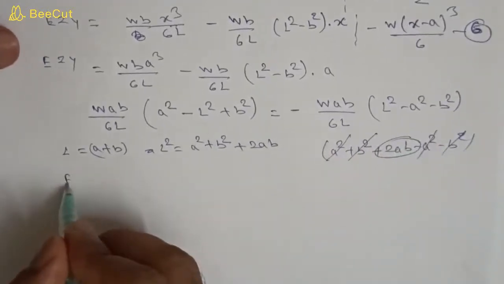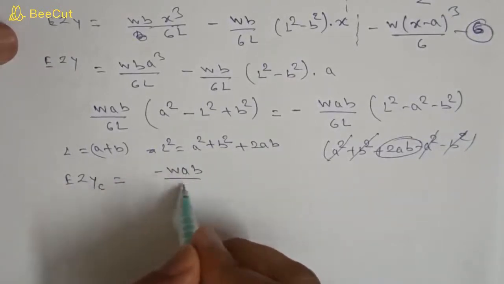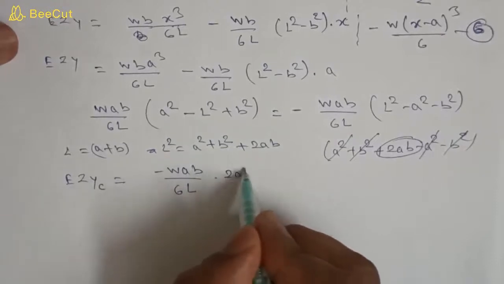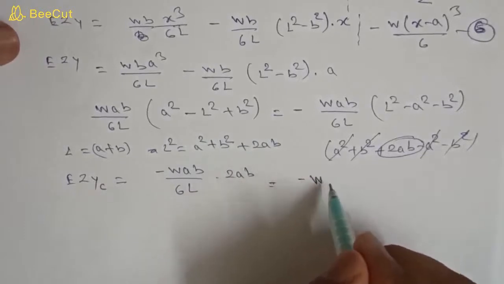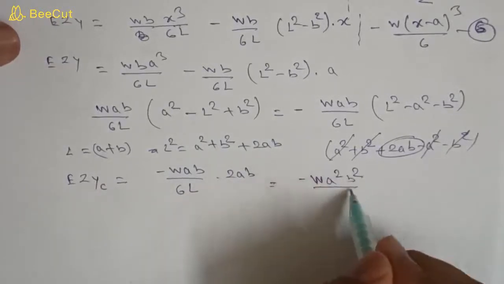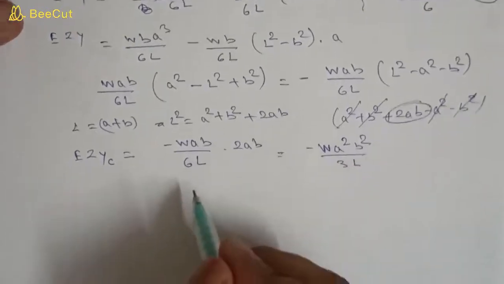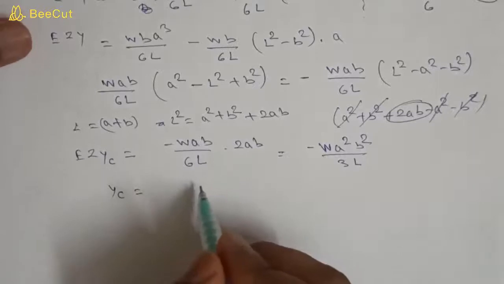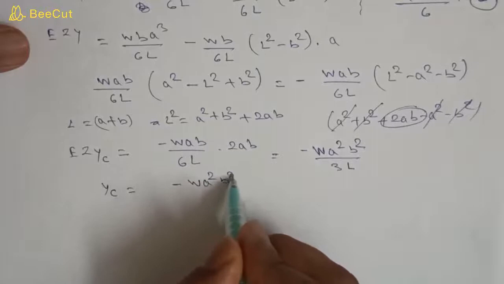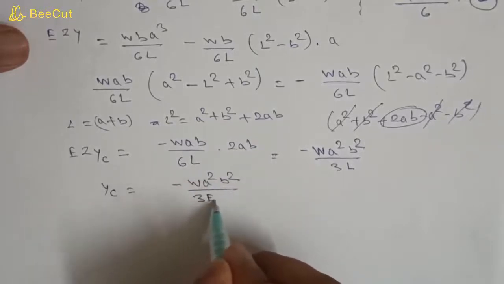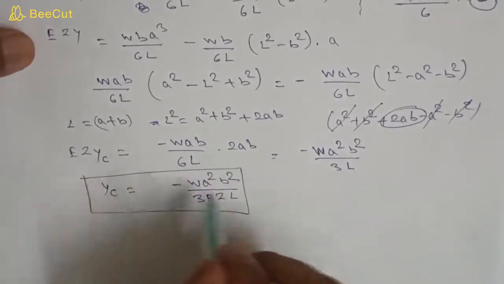So we will get EIYC is equal to minus WAB upon 6L into 2AB. So we will get minus WA square B square upon 3L. Okay, so YC, the deflection at the point of application of load, will become minus WA square B square upon 3EIL. So this is the answer.